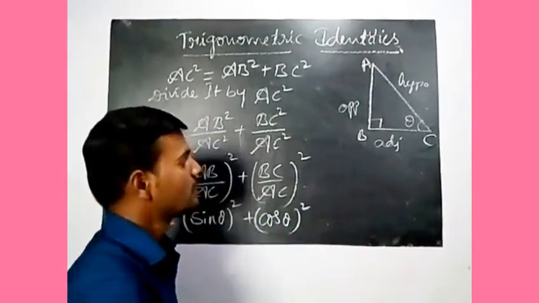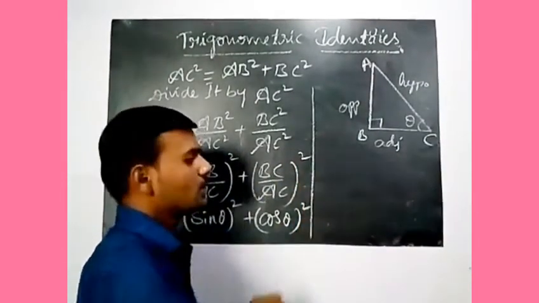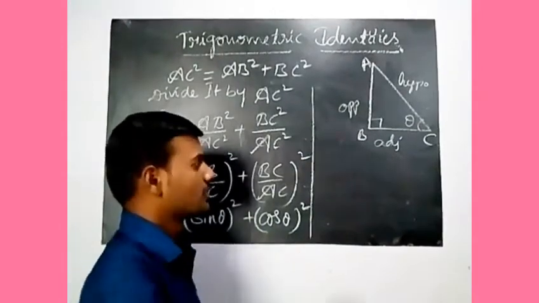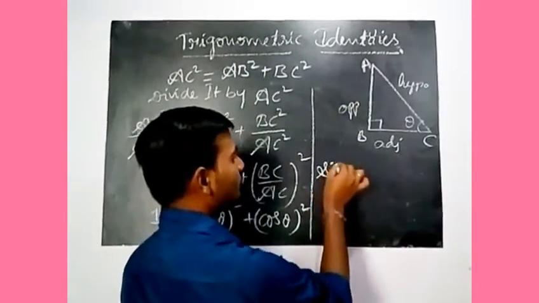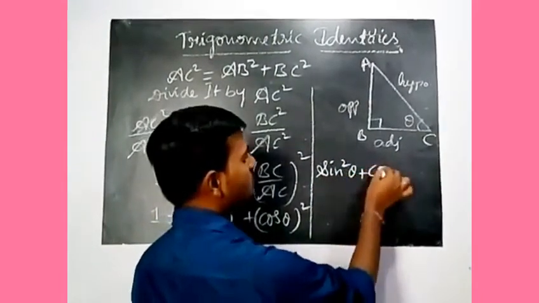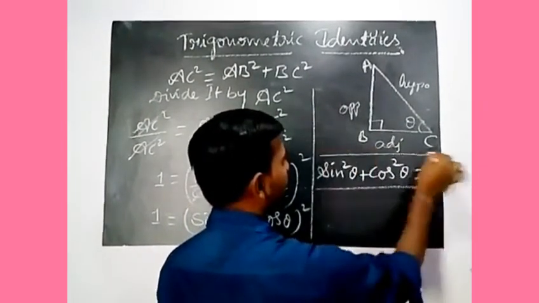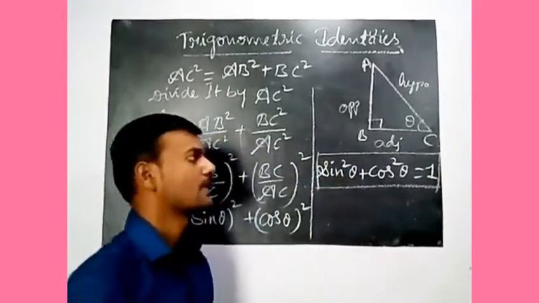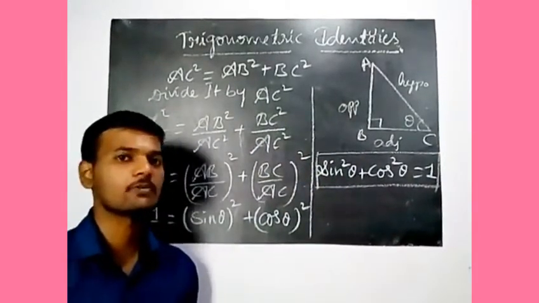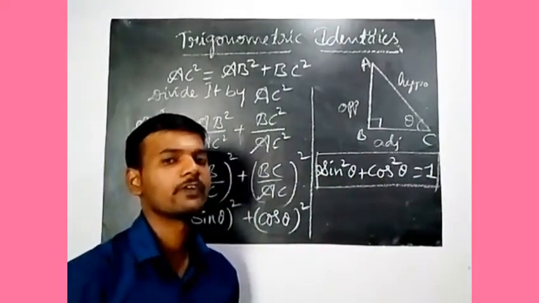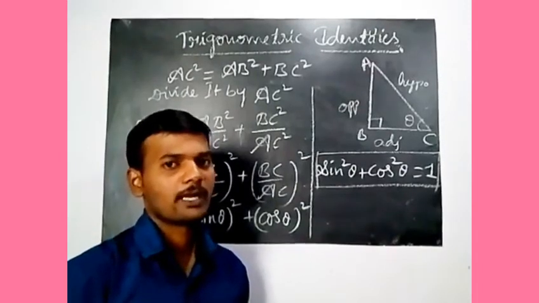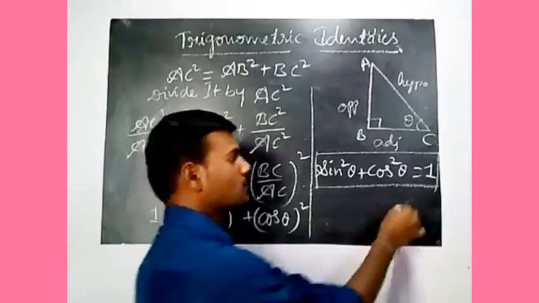So the fundamental trigonometric identity can be written as sin square theta plus cos square theta is equal to 1. It is the fundamental trigonometric identity, and we call this equation 1.